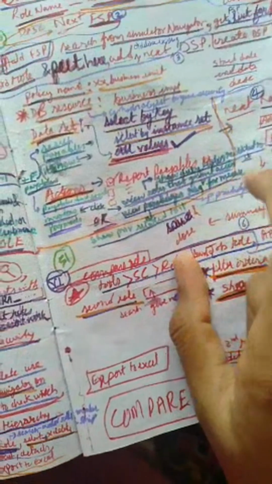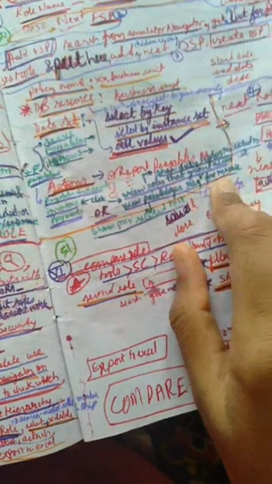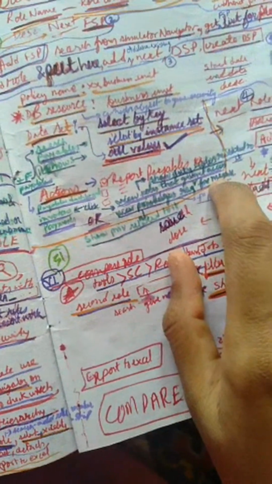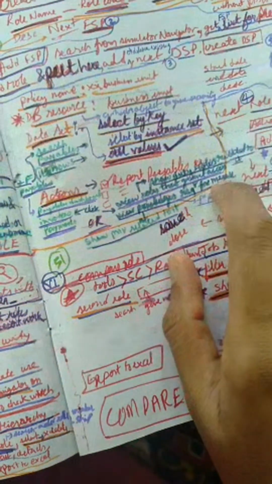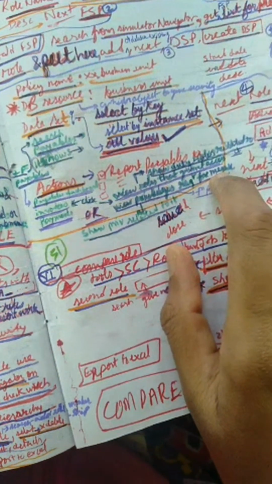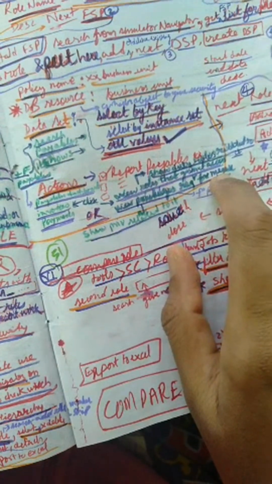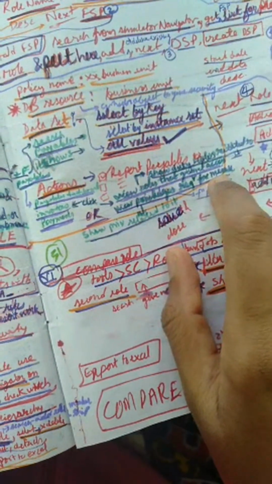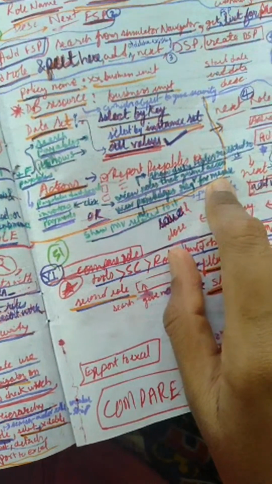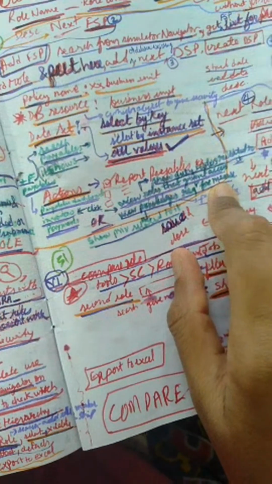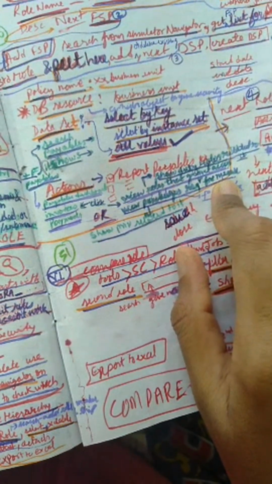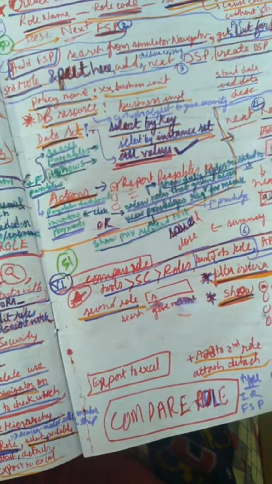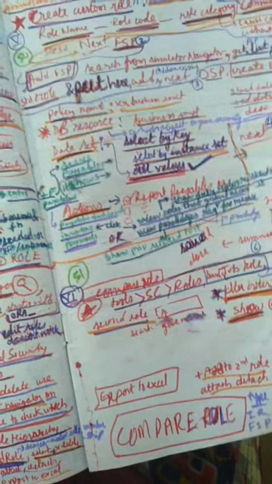If we know that in 11i or in R12, a menu is nothing but a job role. A responsibility was equivalent to a data role, which is nothing but a combination of job role plus data access, and submenus were equivalent to job roles and duty roles. Then we had forms and functions which were equivalent to the privileges. Similarly, along with menu, we had profile options.